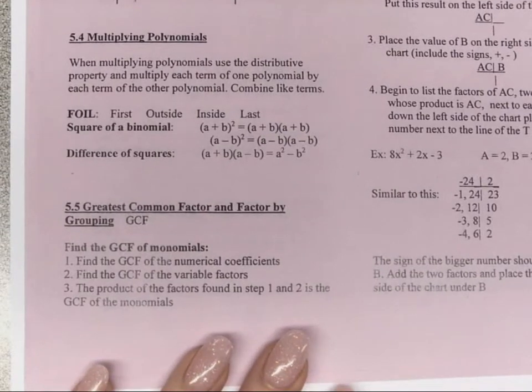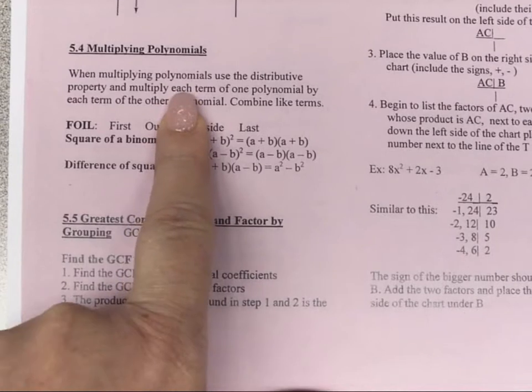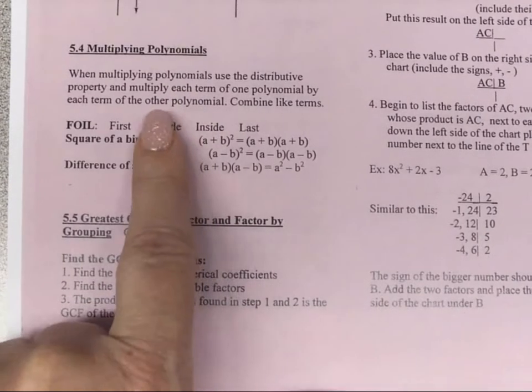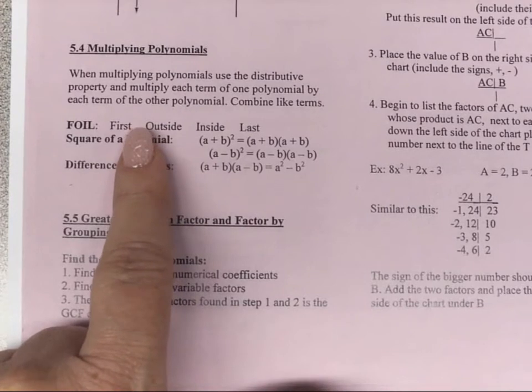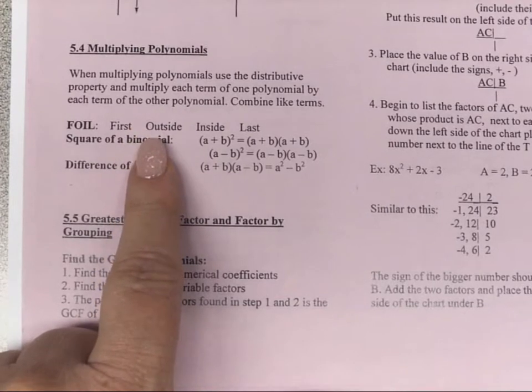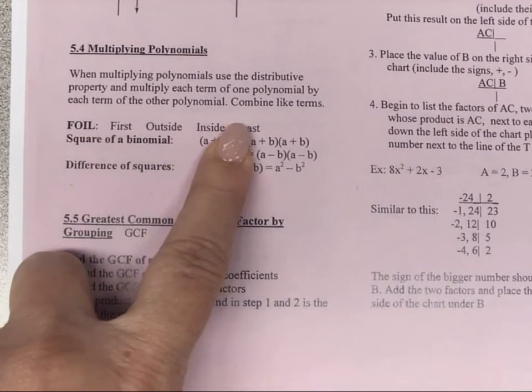Okay, so we're looking at multiplying polynomials. When you're multiplying them, you're going to use the distributive property and multiply each term of one polynomial by each term of the other polynomial and then combine like terms. A lot of times we look at this as FOIL: first, outside, inside, last.